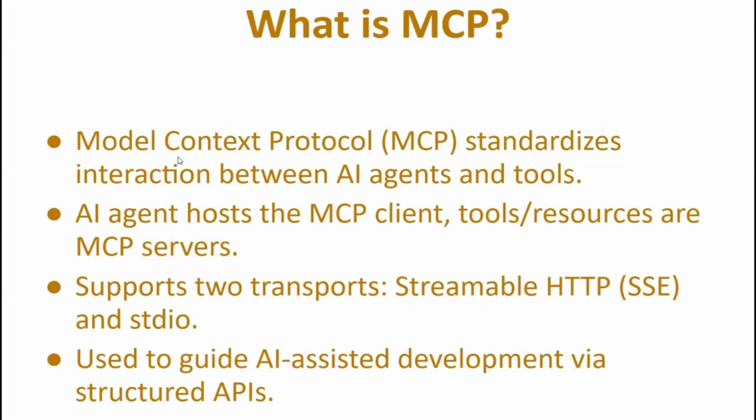So what is MCP? The Model Context Protocol is an open standard that allows AI agents to securely and reliably interact with external tools. The agent acts as the MCP client, while tools or services like APIs or cloud platforms are the MCP servers. MCP supports two communication types: streamable HTTP via server-sent events and standard input-output. MCP allows AI to operate with more structured control and real-time awareness.